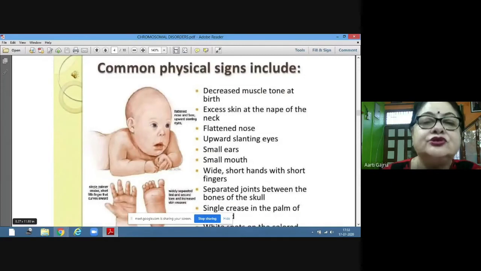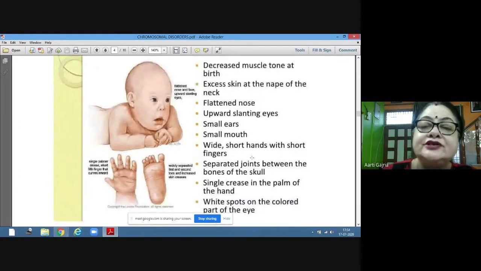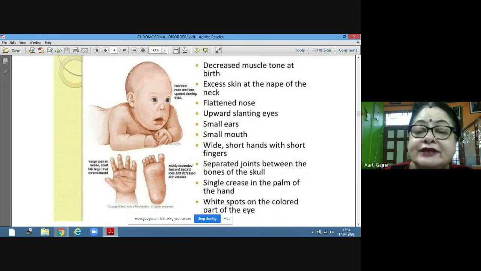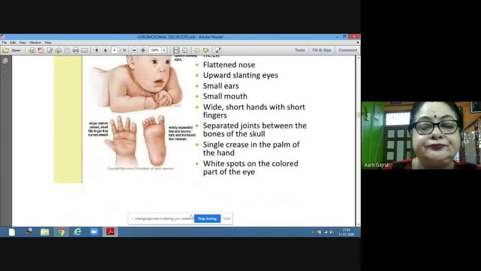This picture also shows some physical signs: decreased muscle tone at birth, excess skin at the nape of the neck, flattened nose, upward slanting eyes, small ears, small mouth, wide, short hands with short fingers, separated joints between the bones of the skull, then a single crease in the palm of the hand, and white spots on the colored part of the eye. So these are the symptoms of Down's syndrome. So this was all about Down's syndrome.